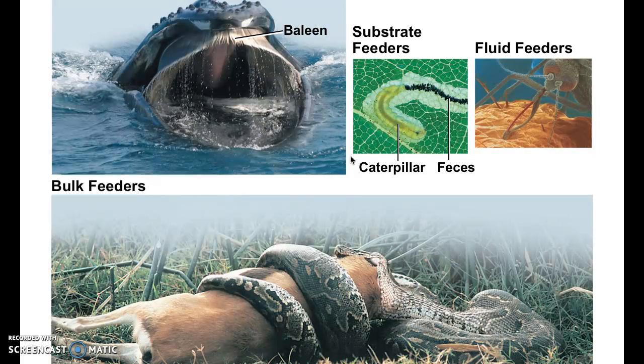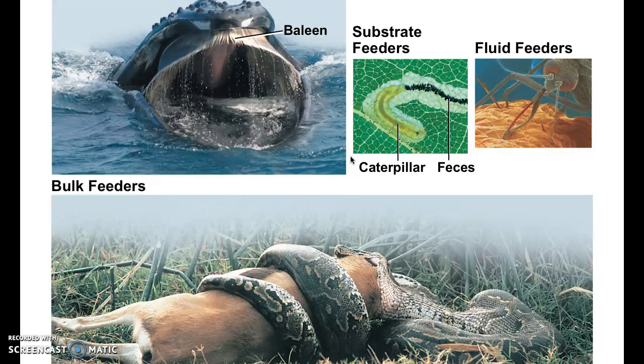Then there's substrate feeders. These guys usually live very, very close to their source of nutrition. Different types of insects do that. Basically, what they'll do is they'll bore into the plant and they will take exactly what macromolecule they need.